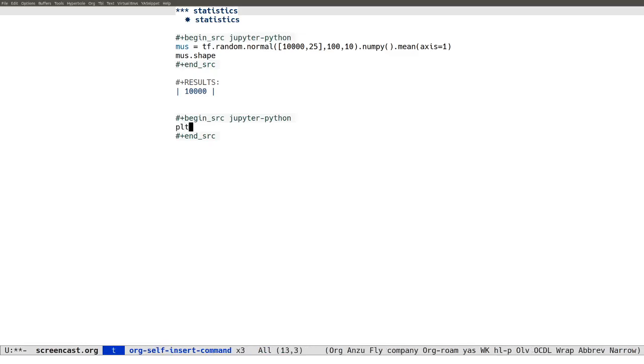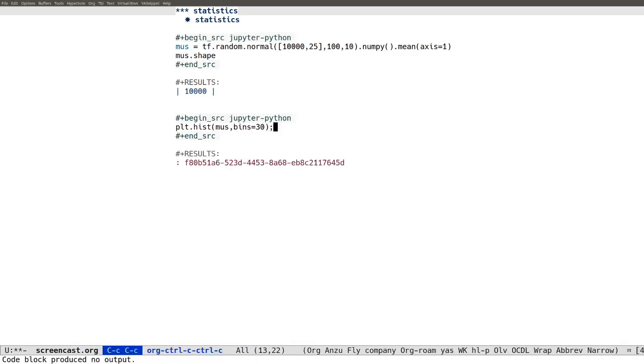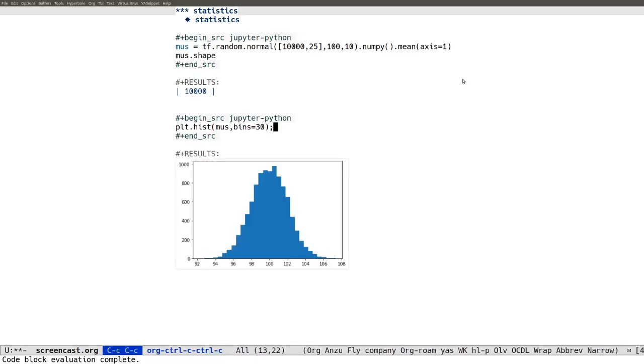So one way to look at this is to say, what is the histogram of mus? And let's say that I want to have 30 bins. Then this is the histogram that you're going to get. So most of the mass is around 100. So on average, the average mu is 100, but of course there is some variation around this.